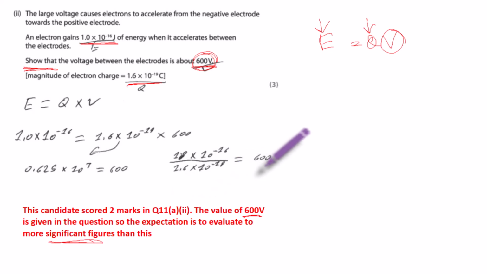So everything was fine until they just rounded it off to the show that value. You can never repeat the show that value in your answer. If it's a show that question, always make sure you give the value to one significant figure higher than the show that value. Next.